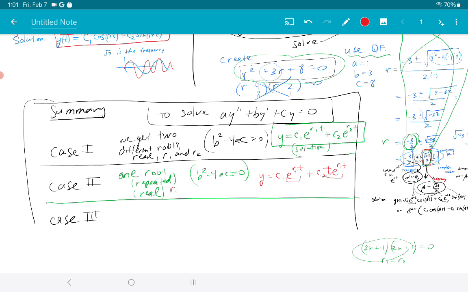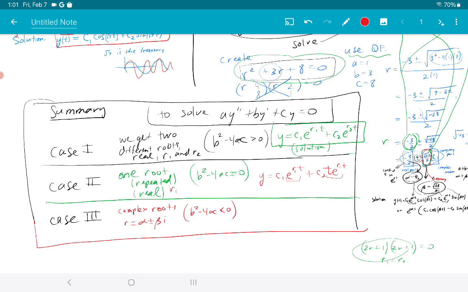So we've covered the case where you get two different real roots, and the case where we have one real root. The third case, that's the one we just covered today. That's when we get complex roots. R would be alpha plus or minus beta times i. When does that happen, by the way? It happens when b squared minus 4ac is less than 0, because if it's less than 0, you get a negative underneath that square root sign. You're going to get an i out of that.